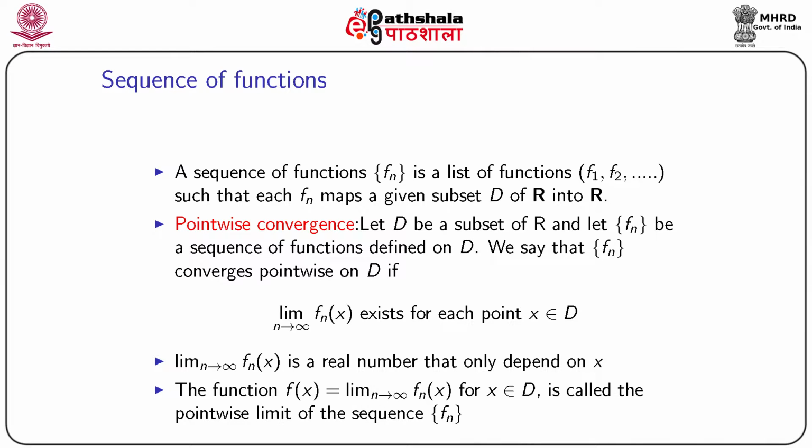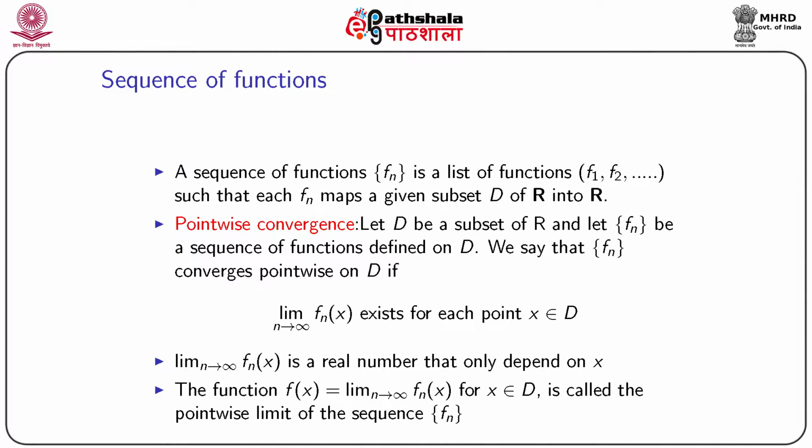After defining a sequence of real numbers, here we will be defining a sequence of functions. So we define a sequence of functions f1, f2, f3 and so on, where fn is a list of functions such that each element fn maps a given subset D of the real line into the real line. And once we define the sequence of functions, the next job is to define pointwise convergence.